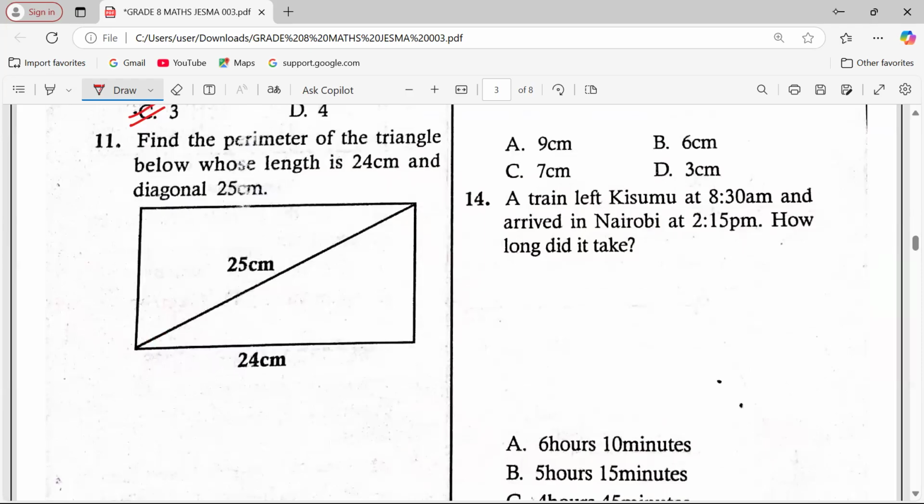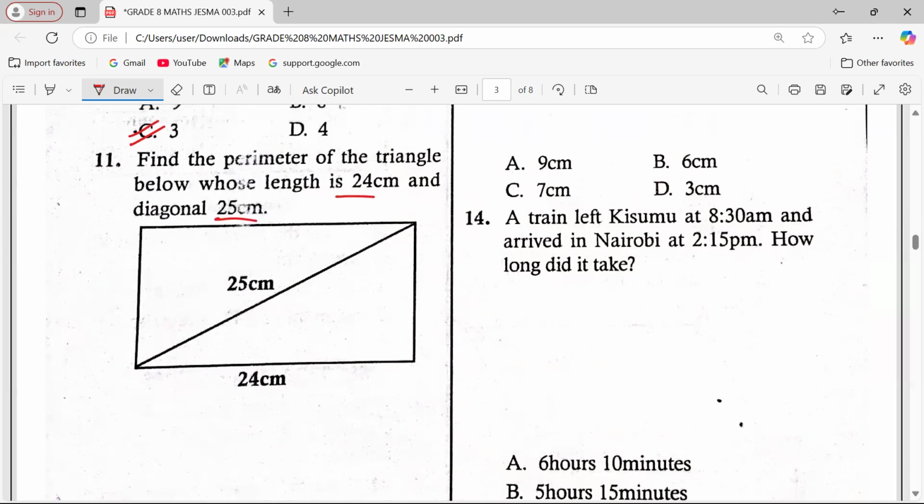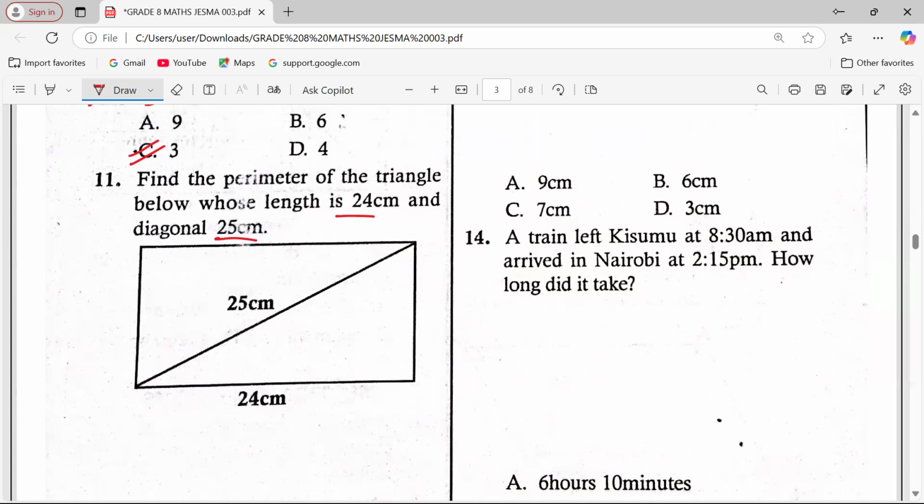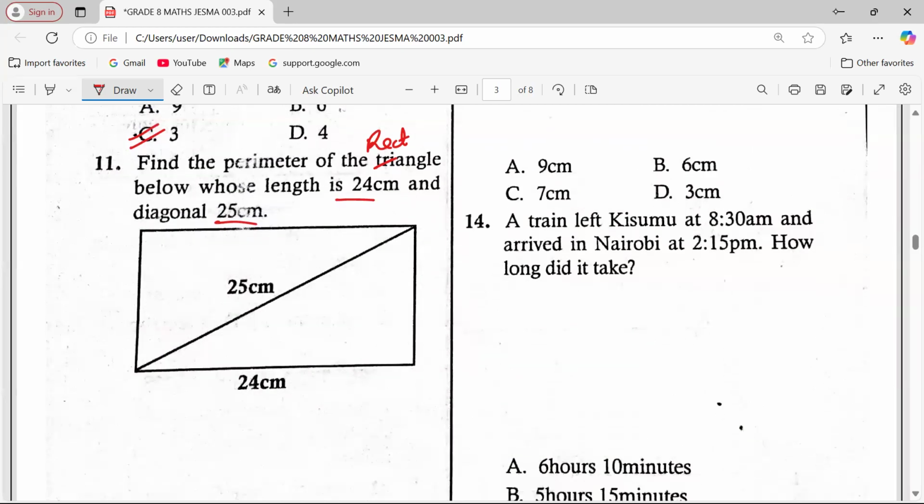11, find the perimeter of the triangle below, whose length is 24 and diagonal 25. It's good to know that a triangle doesn't have a diagonal, and the figure drawn below is not even a triangle. Therefore, we talk about a rectangle now. So this is a rectangle. It is having a length and a diagonal, 25.